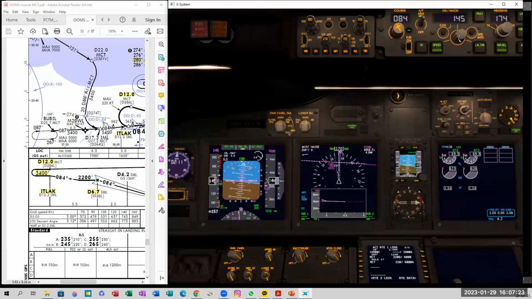We're high. We're not on the localizer yet, so we're not going to start down. And we haven't been cleared for the approach yet. So we have to be careful. But the trick and the secret in this technique is just what you've seen me do.